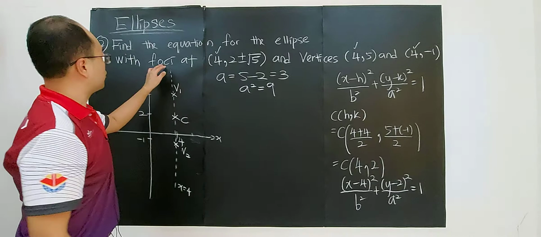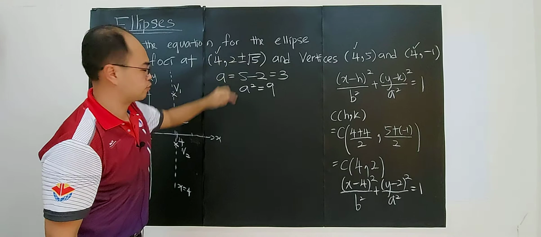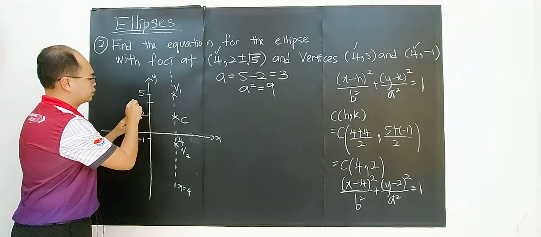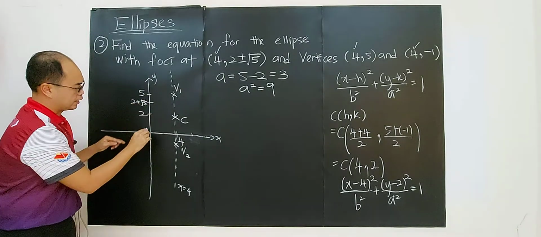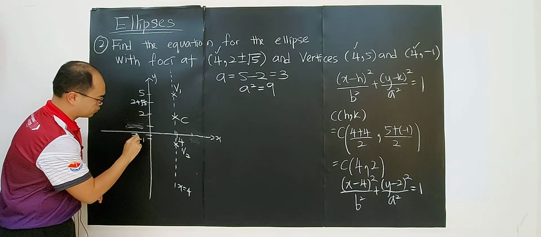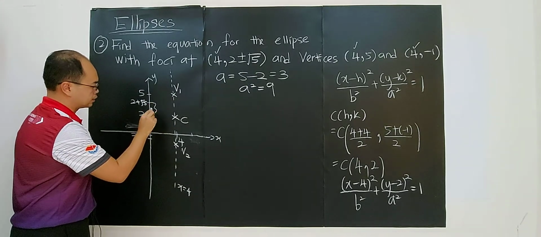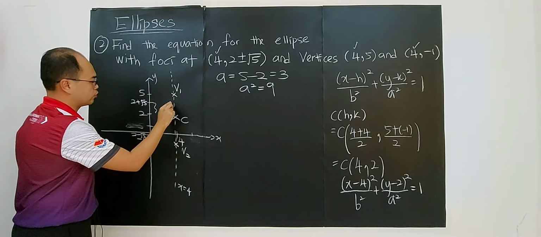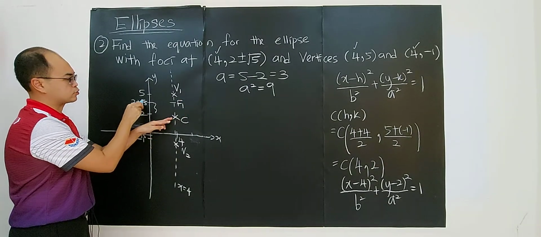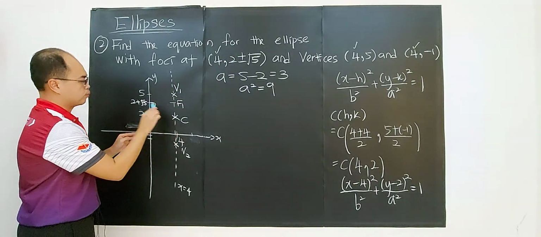And one more piece of information will be the focus, right? The focus is (4, 2 plus or minus square root of 5). That means from 2 the focus is plus square root of 5, so 2 plus square root of 5 is somewhere here, and 2 minus square root of 5 will be somewhere along here, right? It doesn't matter as long as you know the distance from the center to the focus, which is (4, 2 plus square root of 5).